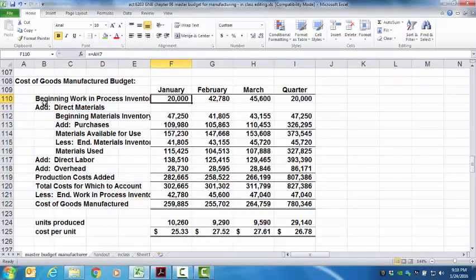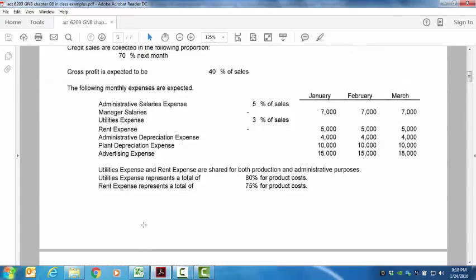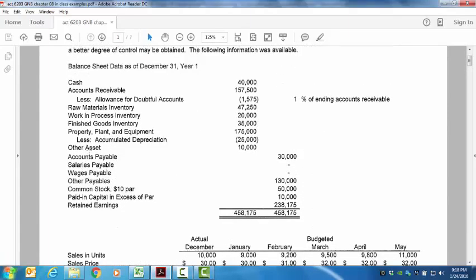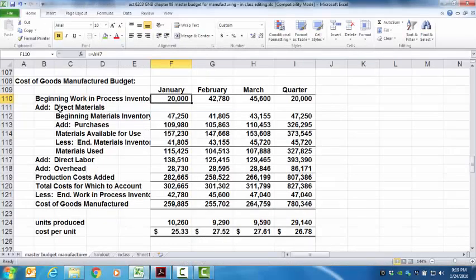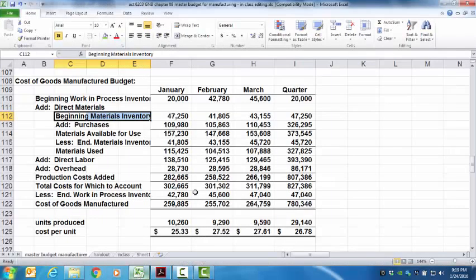And we want to know the beginning work in process inventory. And if I go back to the data sheet, the work in process, which was on our balance sheet, we started with $20,000. So I will put that right there. And then we're going to add materials to it, and we're going to start with the beginning materials inventory. That is also over here on the balance sheet, and it's just one line up. The raw materials that we start with are $47,250. And so these first two values come straight from our balance sheet.